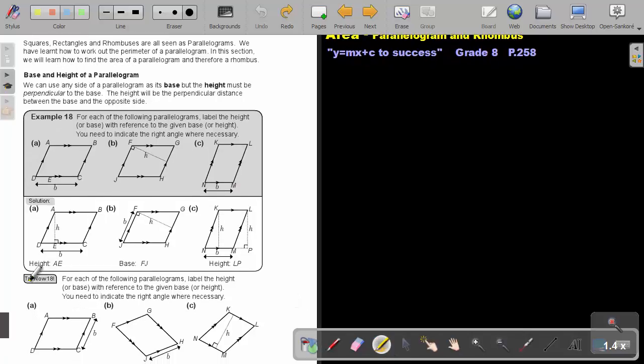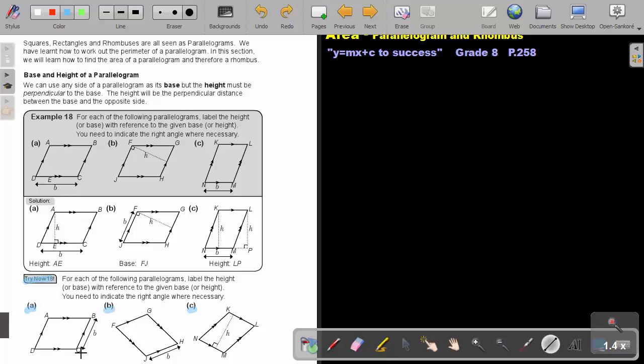Example 18. I want you to quickly stop the video and do A, B and C. As soon as you are finished, you can continue with the video. Now, I'm going to do it on this. So for each of the following parallelograms, label the height or base with reference to the given base or height. So it's either the base or the height that you must mark. You need to indicate the right angle where necessary.